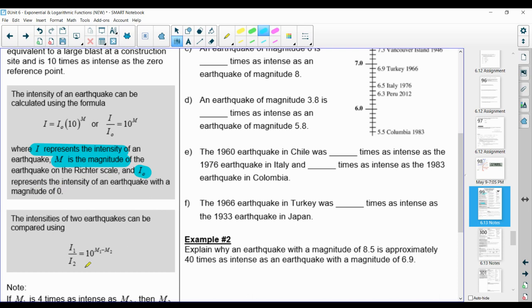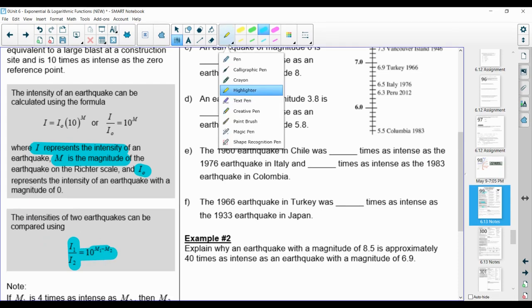This other formula here we use quite frequently as well. The intensity of 2 earthquakes can be compared, and we go I1 over I2 equals 10 to the M1 minus M2. And so if we take the intensity of the first earthquake and divide by the intensity of the second earthquake, that ratio will be equivalent to 10 to the magnitude 1 minus magnitude 2.